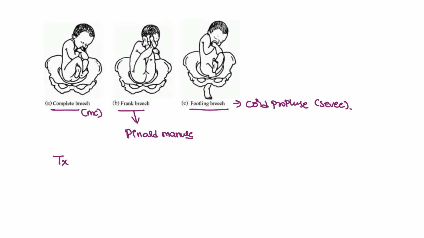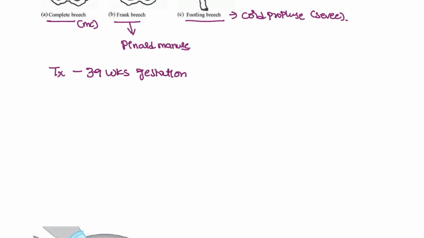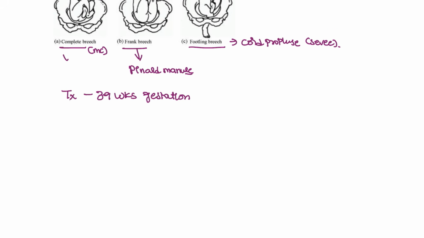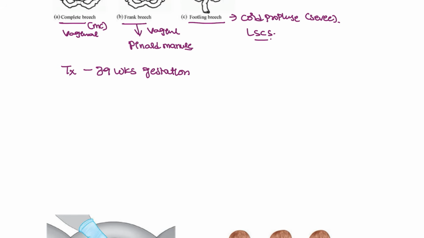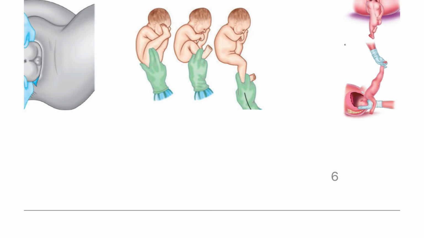The treatment is mostly to proceed with delivery at 39 weeks of gestation, and we are going to perform breech assisted delivery for these patients. Breech assisted only. For this patient we can go for vaginal, and here also we can go for vaginal. Due to the cord prolapse we can go for LSCS. Through the vaginal route, the breech assisted position we have to follow. Okay, Pinard's maneuver. This is the Pinard's maneuver, here going to press.